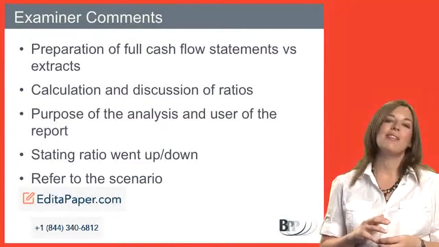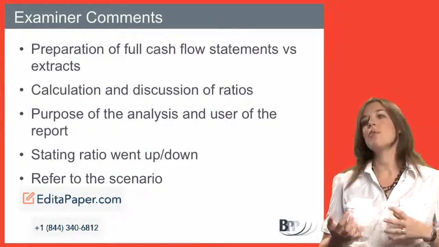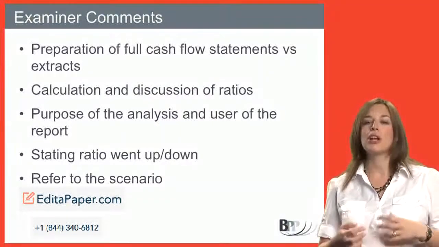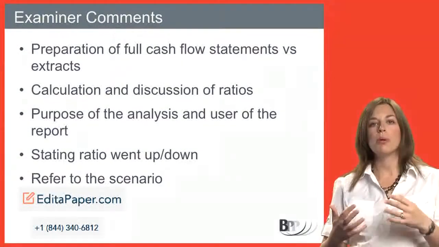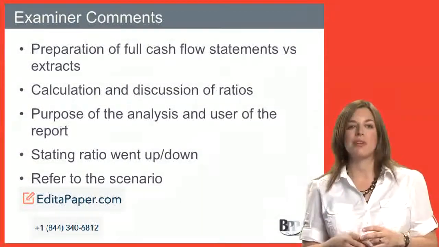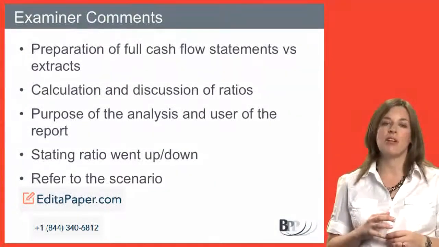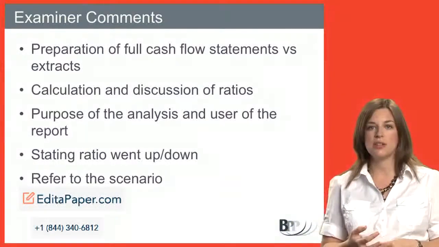And also, the examiner says students very often calculate a ratio and say it went up or it went down. That is not going to score you enough marks. We're going to look at how we can develop that from saying gross profit margin went up or down to something that's going to score proper marks and give a good, insightful interpretation. And finally, we need to remember to refer back to the scenario. So we're going to try and tackle all of these points by looking at a couple of questions.